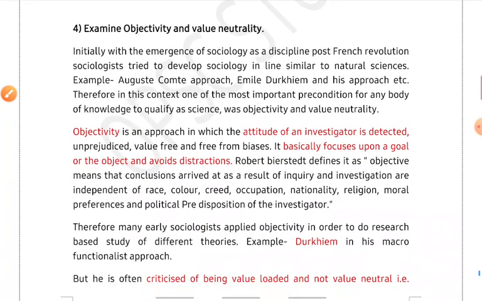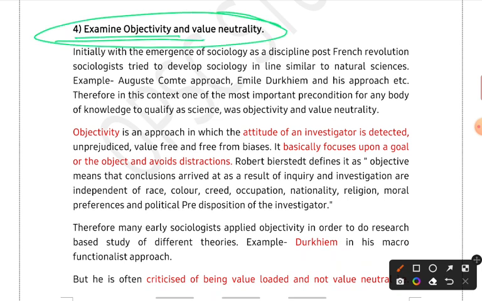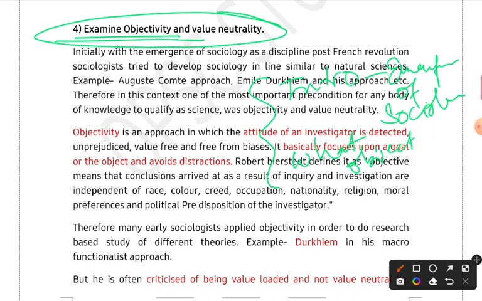Now let's proceed to the fourth question: objectivity and value neutrality. What should be our approach in this? We will initially write an intro where you can write the emergence of sociology. Then you can write what is objectivity and what is value neutrality, how it can be achieved, and then you can conclude it.